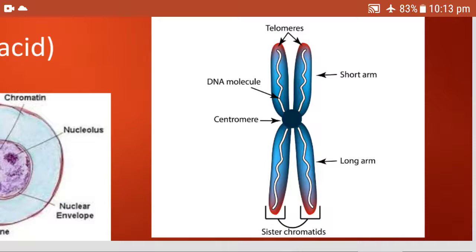So like that, there are 23 pairs of chromosomes present in the human gametes. How many are there? 23 pairs. That is 46 chromosomes. Out of 23 pairs, 22 pairs are called autosomes, and one pair of chromosomes is called the sex chromosome. This you will do in detail in lesson number 8, heredity. For now, you just remember what is the centromere, what are the chromatids. Chromatids are the arms of the chromosome.